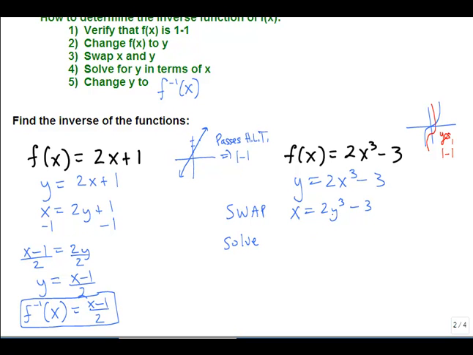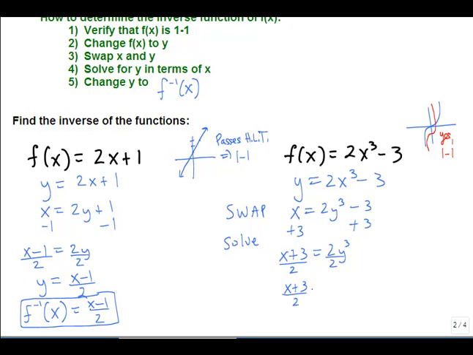So if I want to get this y by itself, the first thing I'm going to do is get rid of this minus 3 that's off to the side. So I'm going to do that by adding 3 to both sides. And then to further isolate our y, I'm going to want to get rid of that coefficient of 2. So I'm going to divide the entire fraction on the left side by 2.